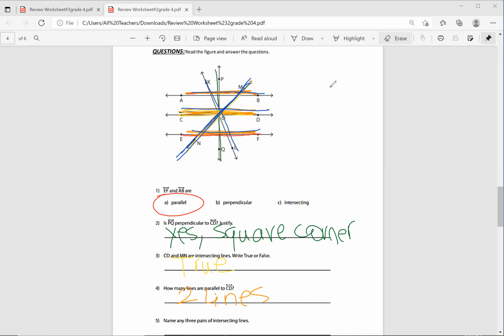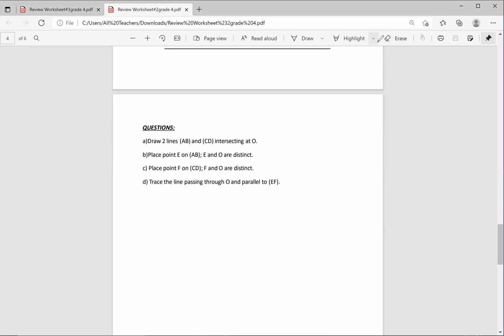Also, you can say KL and PQ. So you have many intersecting lines. You can choose any pair. Now let us go to question number 5.